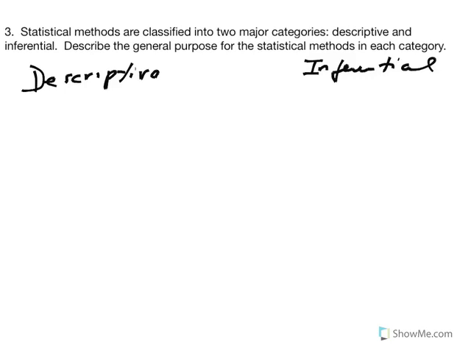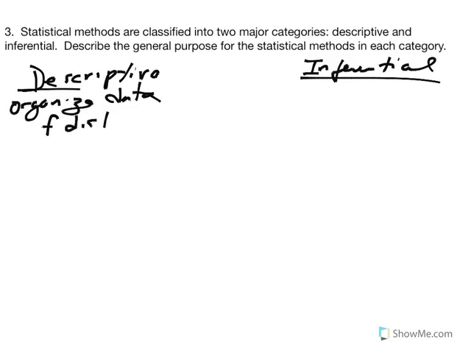So descriptive statistics are used to organize data. So we're going to collect raw data, and it's going to be very random, hard to see any distinct patterns until we organize the information. And we can organize it using frequency distributions, tables, graphs. Again, as you can see, all of these things help to describe the information that we've collected.